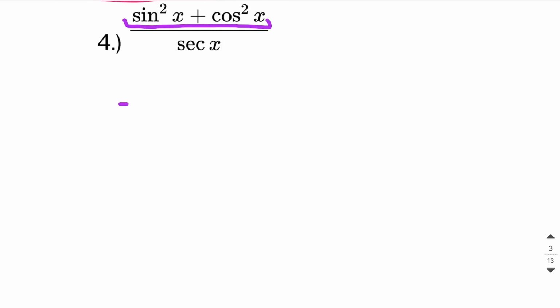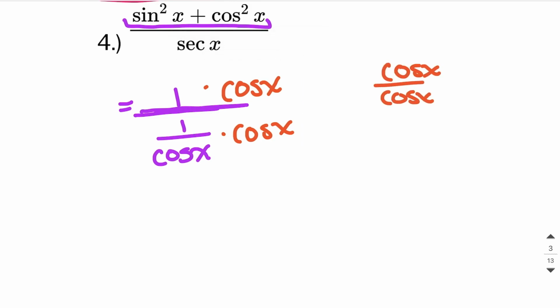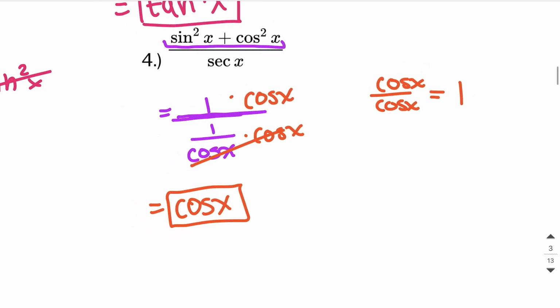Sine squared x plus cosine squared x, we already know is just going to be 1. And then secant x is going to be 1 over cosine of x. So then we've got fractions within fractions, but we've done a little bit of practice with this. I can just multiply by cosine x in the numerator and denominator. Remember, by doing that, I'm just really multiplying by 1, so I'm not really changing anything, right? So then this cosine x would cancel, and then on top you would get cosine of x, and then that's it.